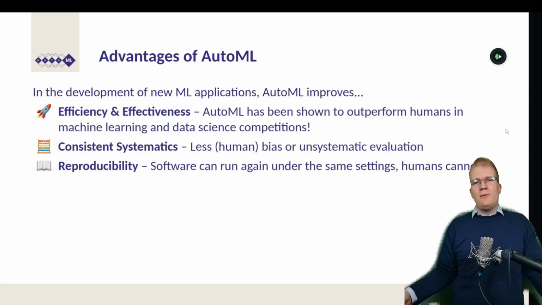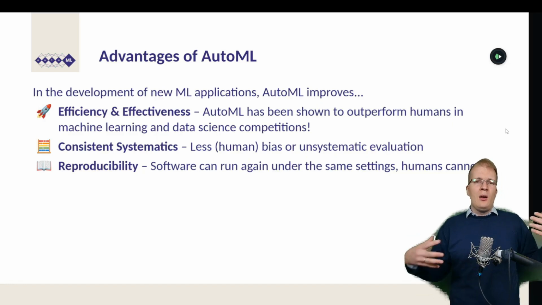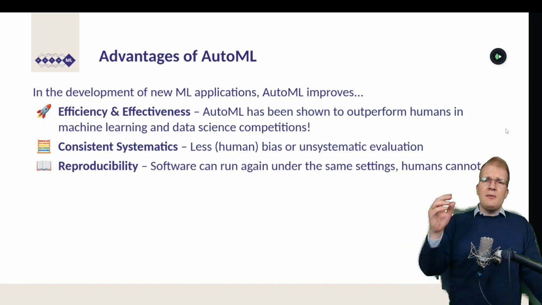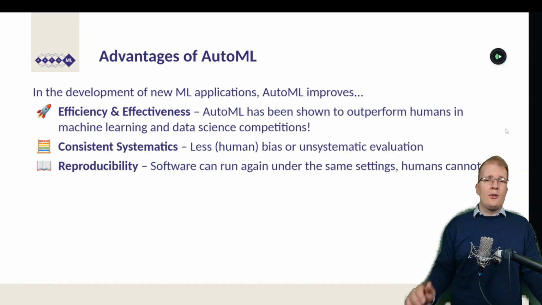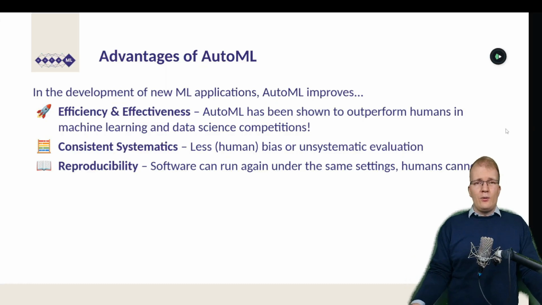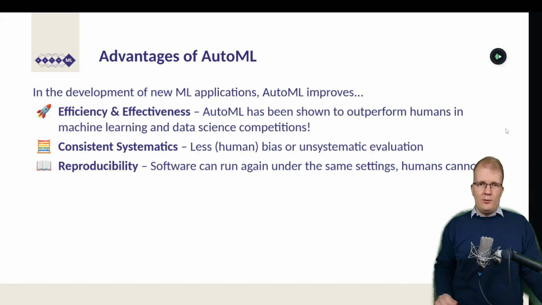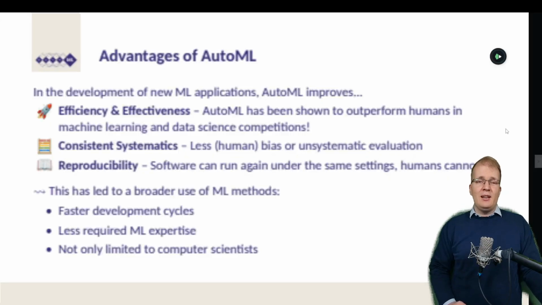Furthermore, humans tend to be fairly biased and maybe do very unsystematic evaluations. Automated machine learning, depending on the approach, of course, does it in a far more systematic way, which can help you be more efficient, or also more reproducible. You can run software such as an AutoML system over and over again, but you can't run the human in the same state over and over again. And if you're thinking about legal regulations these days, reproducibility and documentation become more and more important. And of course, from a scientific point of view, you would like to have reproducibility anyway.